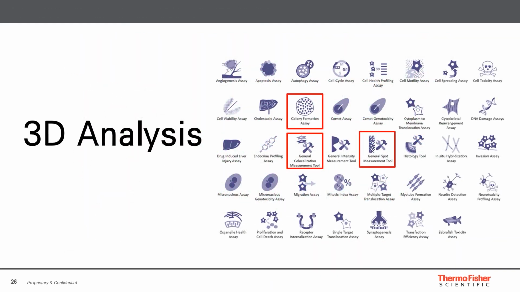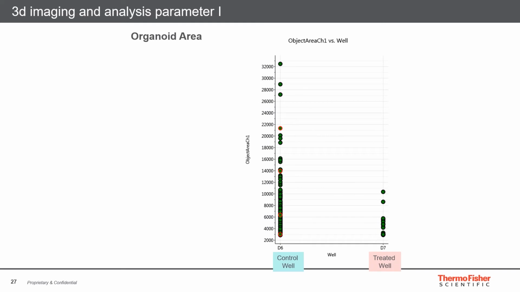Through our platform, you can receive important parameters for 3D imaging. You can do 3D imaging and analysis using colony formation assay or shape and phenotype analysis, and spot detection for inner analysis of 3D structure. The first 3D parameter is area. You can receive the area of a 3D spheroid or organoid.